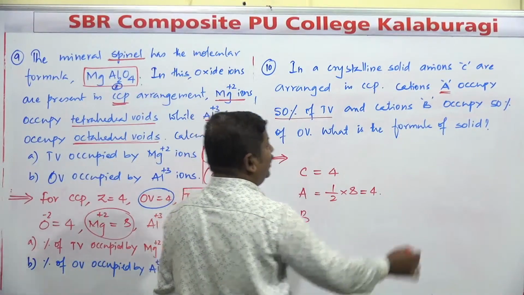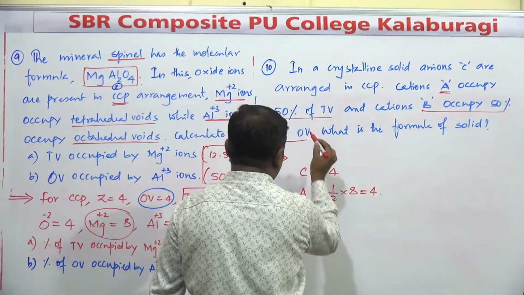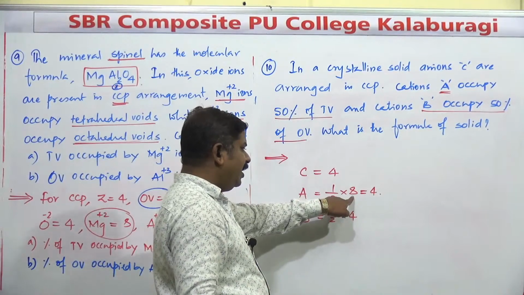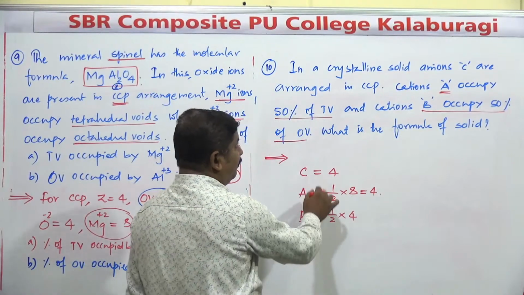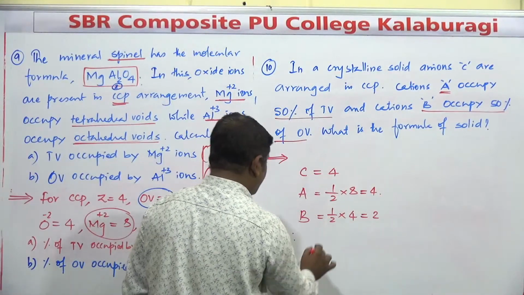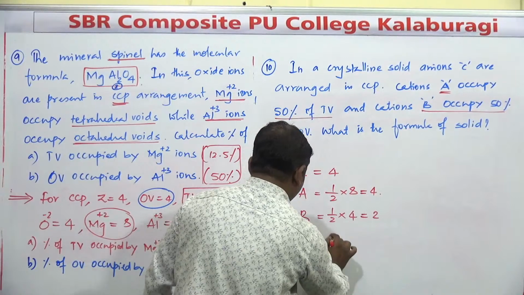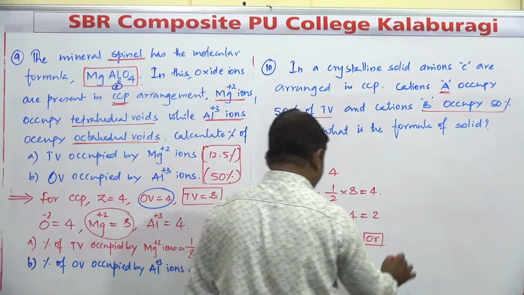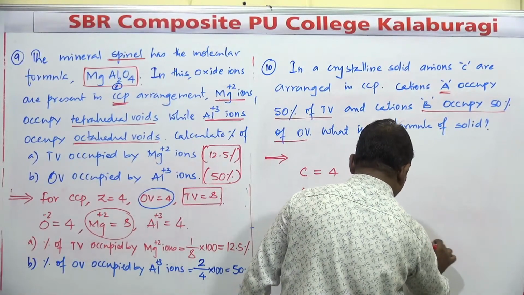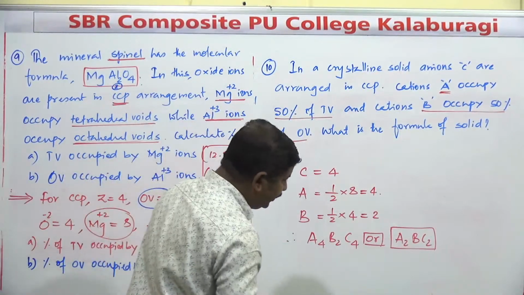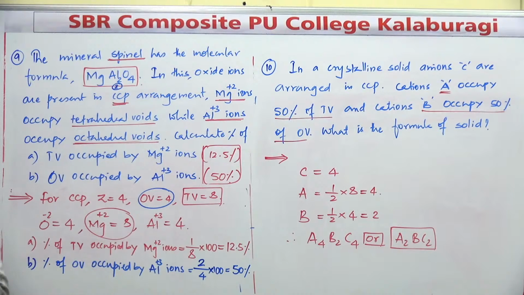And what is the position of the B? B also occupies 50% of the octahedral voids. It is 1 by 2 into 4. 8 is the total number of tetrahedral voids. 4 is the total number of octahedral voids. For both the cases, it is going to be given as 50%. This is going to be equal to 2. Therefore, the simplest formula is A4, then B2, then C4, or the simplest ratio. If you consider, this is going to be A to B, C2. 4 is to 2 is to 4 is nothing but 2 is to 1 is to 2. So the formula of the respective compound is going to be A2BC2. This is the simplest formula of the compound.